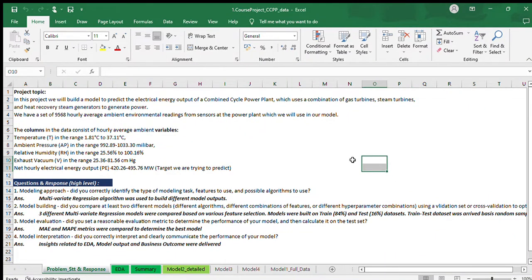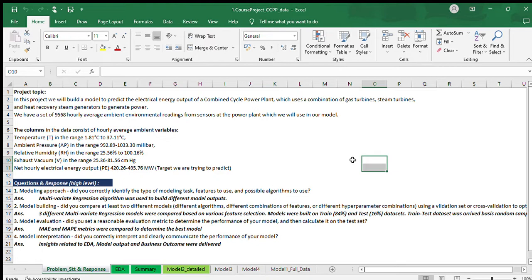Hi, all, good morning. In this project, we have built a model to predict the electrical energy output of a combined cycle power plant, which uses various different data sources such as the gas turbines, steam turbines, and the heat recovery system generators to generate the power. We had nearly around 9,500 observations, which includes the hourly average ambient environment readings from the sensors of a plant.